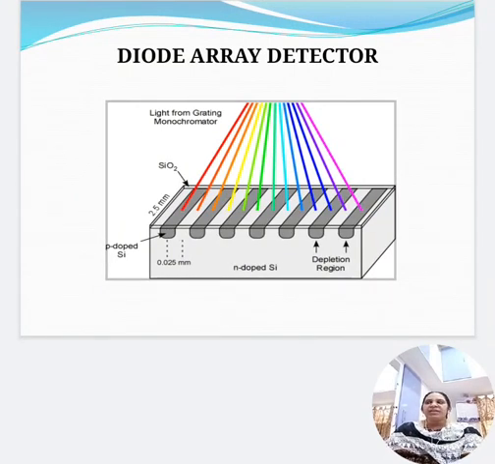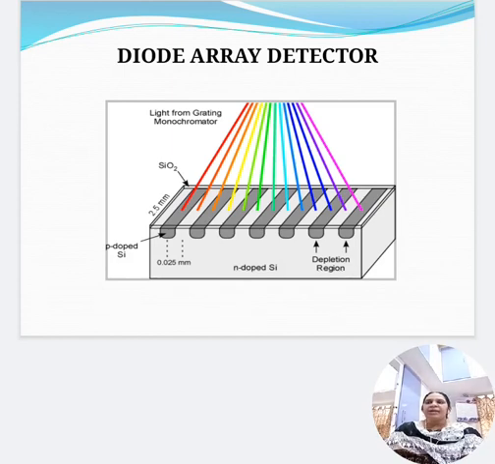Then we have studied about the multiple element detectors, the diode arrays and the charge coupled devices, CCDs. Diode arrays are multi-channel detectors which are capable of measuring all the wavelengths of the dispersed radiation. That is the advantage. We can measure all the wavelengths of the dispersed radiation. But the diode array detector is less sensitive when compared to photomultiplier tubes.